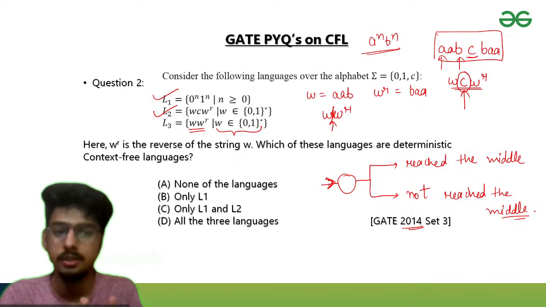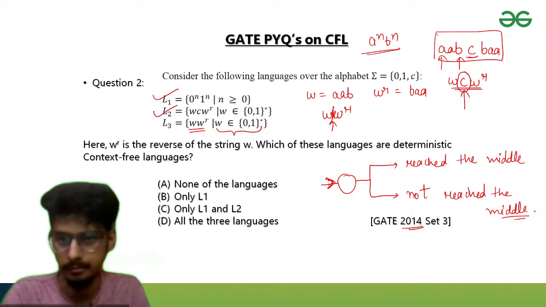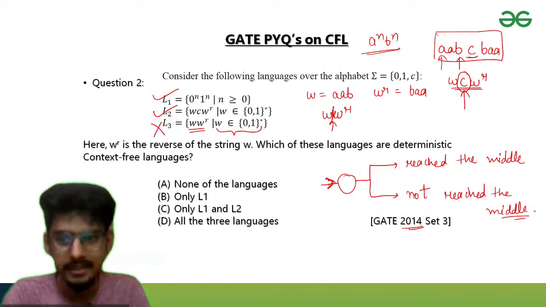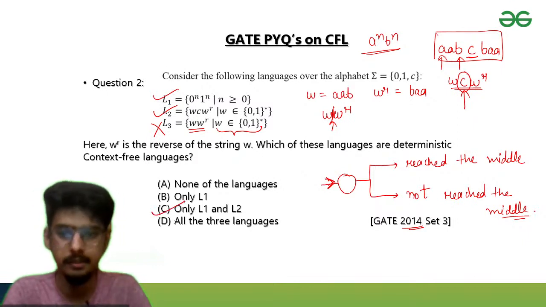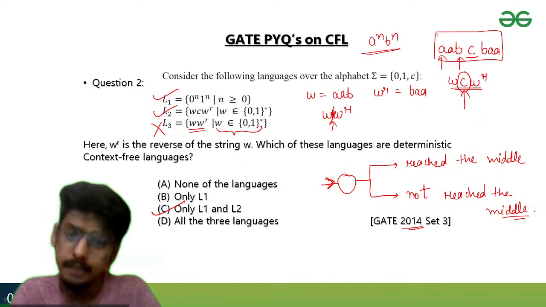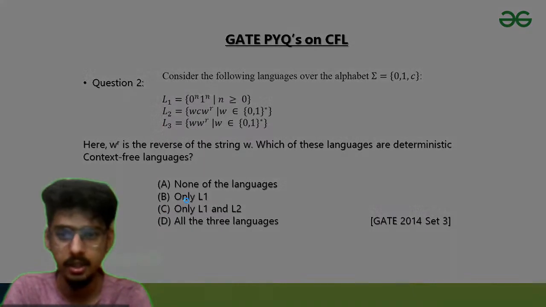So yeah, that will be two paths, and two paths means you will have a non-deterministic PDA. So L3 will not have a deterministic PDA. Only L1 and L2 will have a deterministic PDA. Therefore C will be the correct answer. Okay, I hope you got this. If you have any doubt, please let me know, I'll try to clear the query.